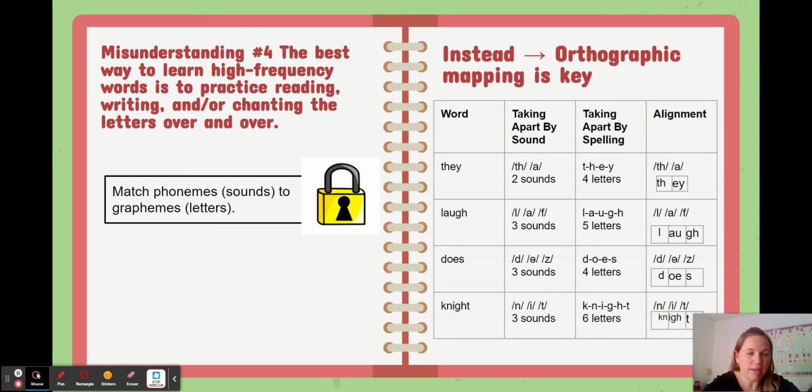And there's ways to do this with students we'll talk about next week, but taking a word, breaking it apart into sounds, taking it apart by spelling, you've got four different letters even though there's two sounds, and then matching the th goes with the th, the a goes with the ey, and matching those parts up is what helps lock that into their brains.